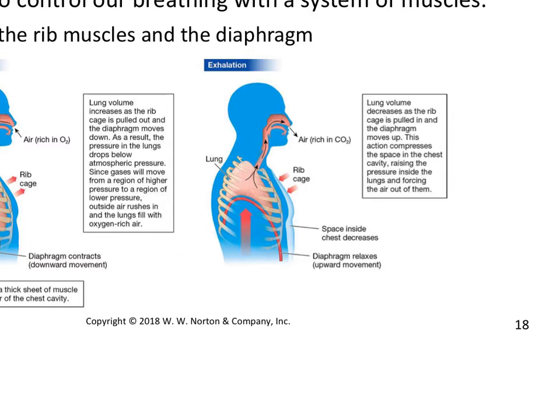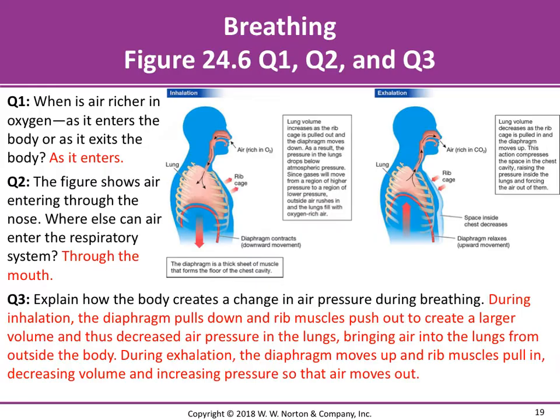Okay, exhalation. Lung volume decreases as the rib cage is pulled in and the diaphragm moves up, pushing the air out of the lungs. This action compresses the space in the chest cavity, raising the pressure inside the lung and forcing the air out.